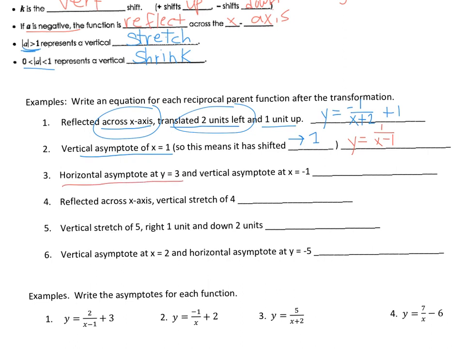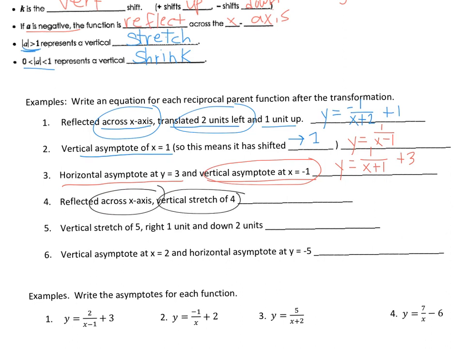If the horizontal asymptote is y equals 3 and the vertical asymptote is at x equals -1, it's going to be +1 over x plus 1, because vertical is -1, so it's shifted left 1. And horizontal, it's shifted up 3. Next, it's reflected across the x-axis, and it's a vertical stretch of 4. So the a has to be 4, and it has to be -4 because it's reflected across the x-axis. So it's y equals -4 over x.